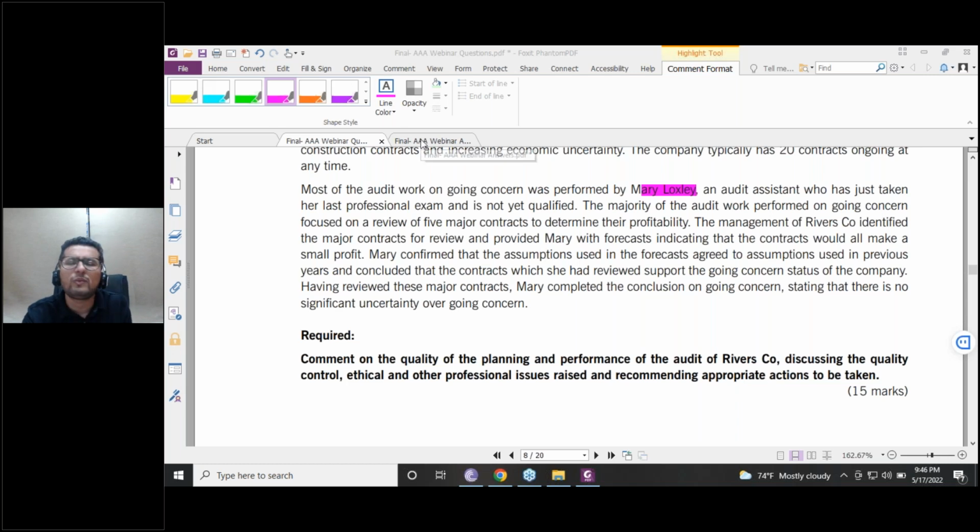Let's see what the solution is. Let's read the question. Continue the question first. The majority of the work performed on going concern focused on a review of 5 major contracts to determine their profitability. Is there any issue? When they were evaluating going concern, they focused on 5 contracts out of the 20 contracts available. What's the issue?